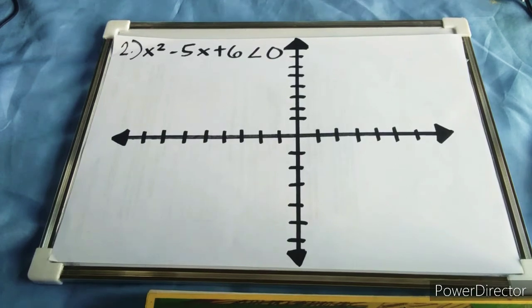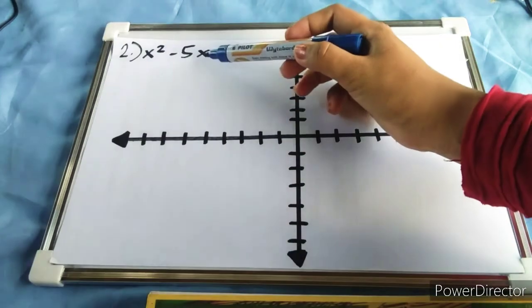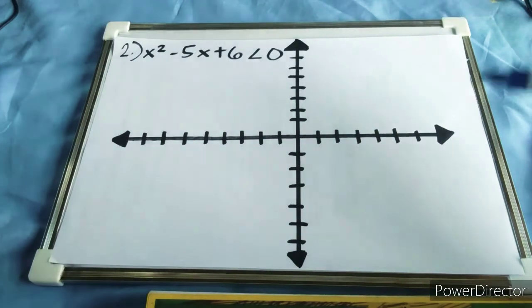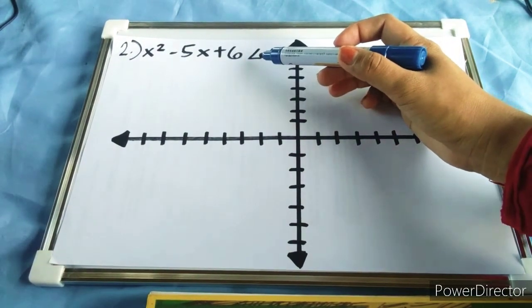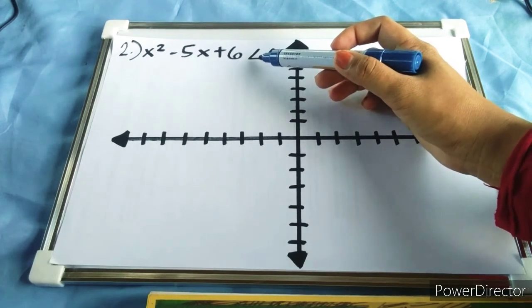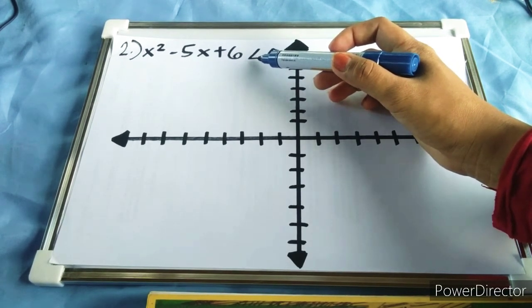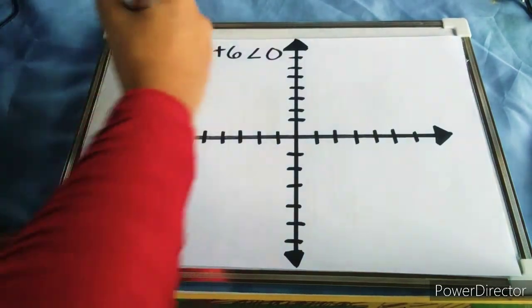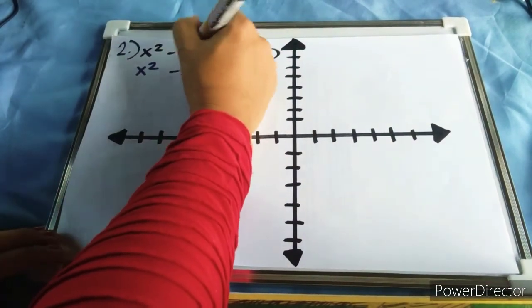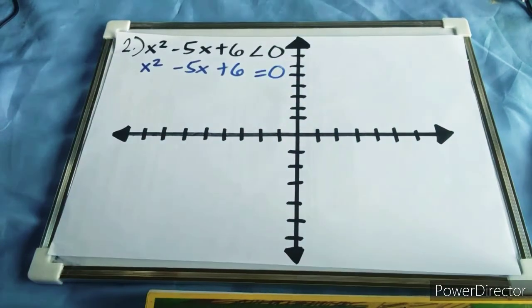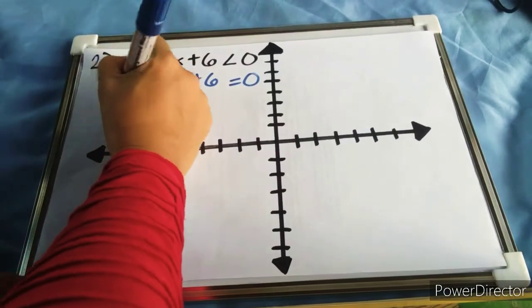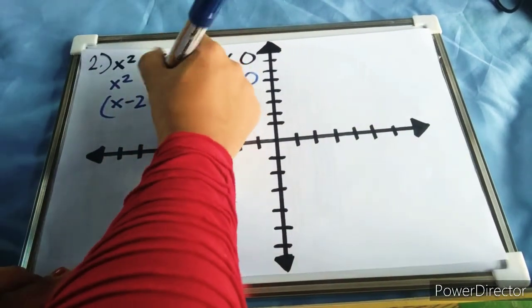We'll have the second one, that is x squared minus 5x plus 6 is less than 0. We transform this into a quadratic equation or quadratic function by changing the inequality symbol used into an equal sign. So we have x squared minus 5x plus 6 is equal to 0. After that, apply factoring. What are the factors of 6 that have a sum of negative 5? We have negative 2 and negative 3.